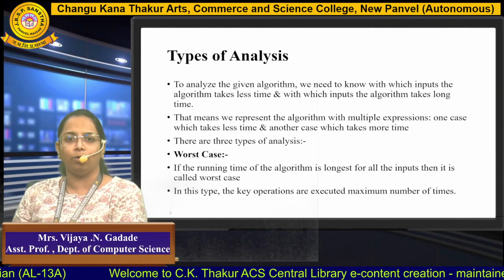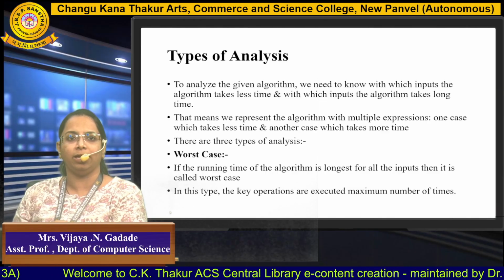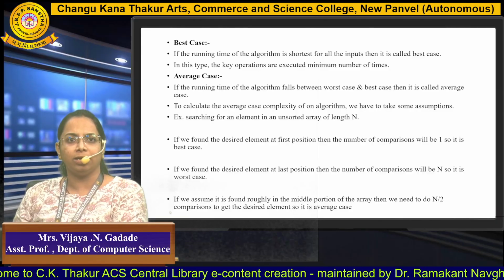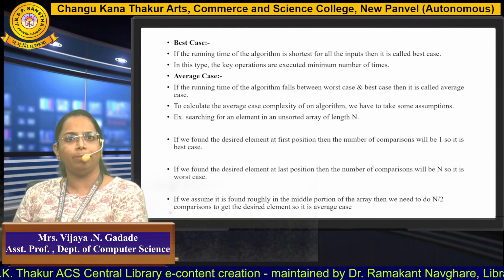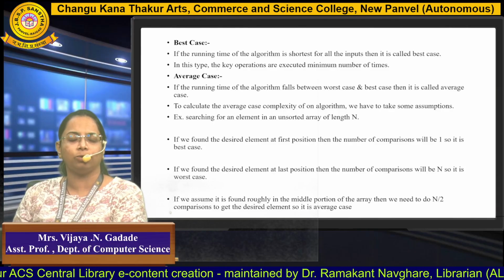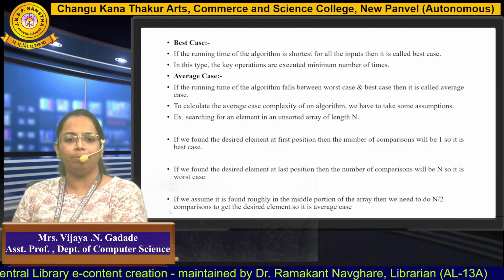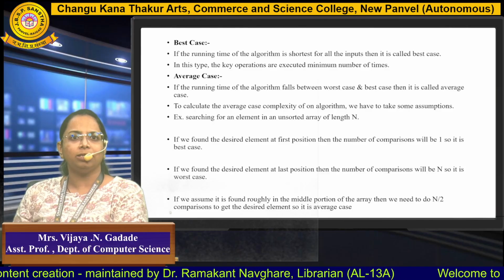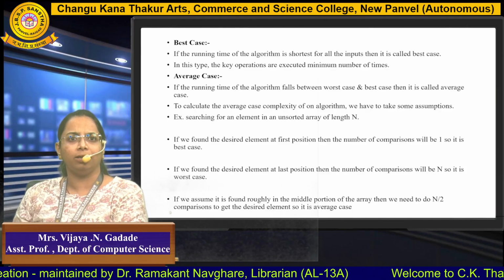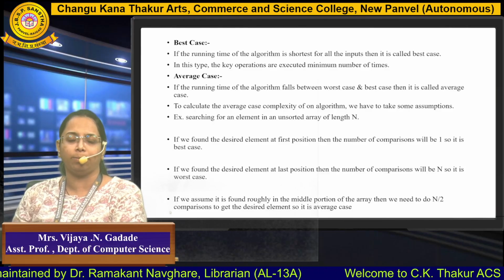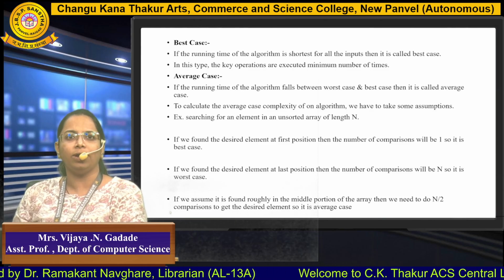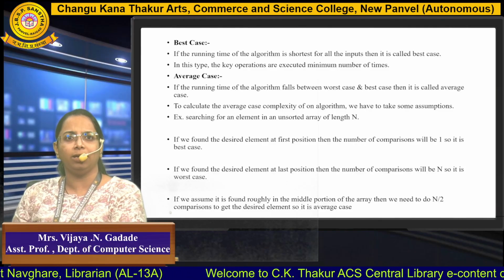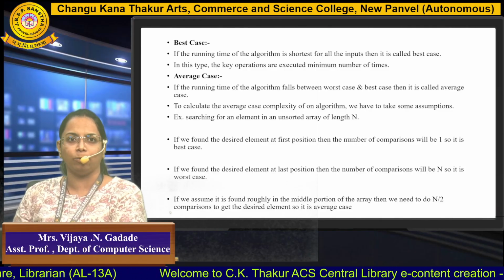The steps are executed for a very long period of time, and this is called worst case time complexity. Next one is best case. If the running time of an algorithm is the shortest for all the inputs, then it is called best case. The algorithm takes the minimum amount of time. In this type, the key operations are executed the minimum number of times, so this is called best case time complexity.